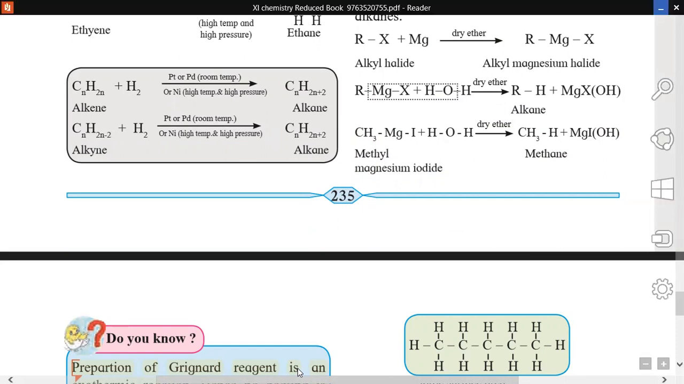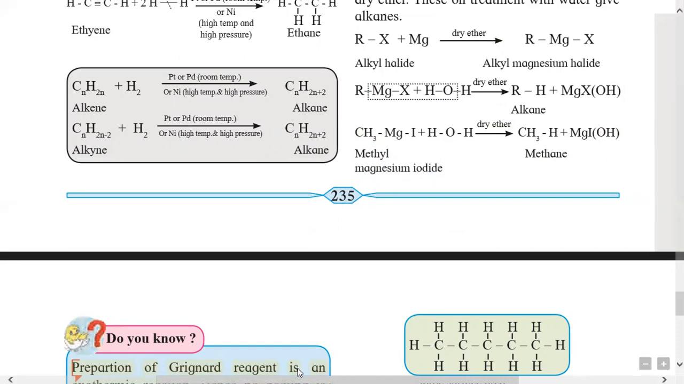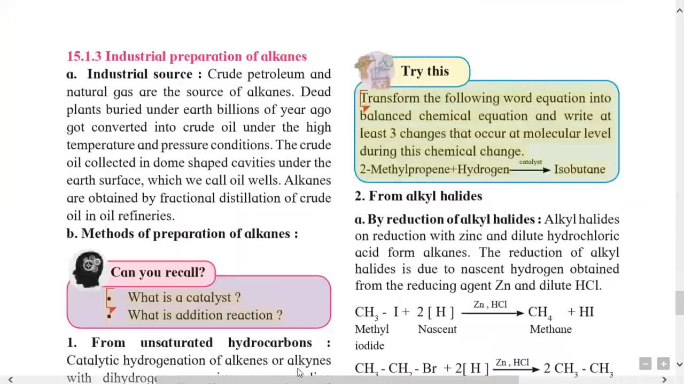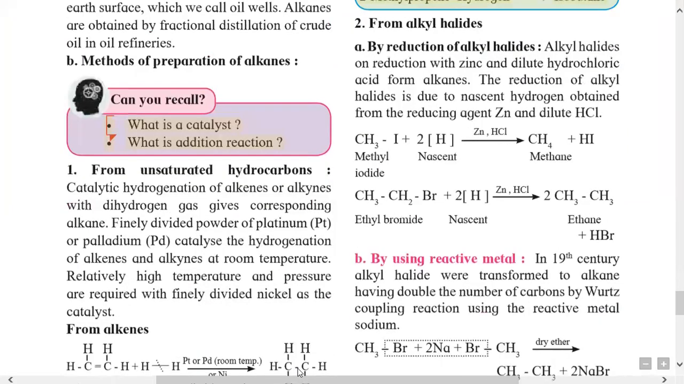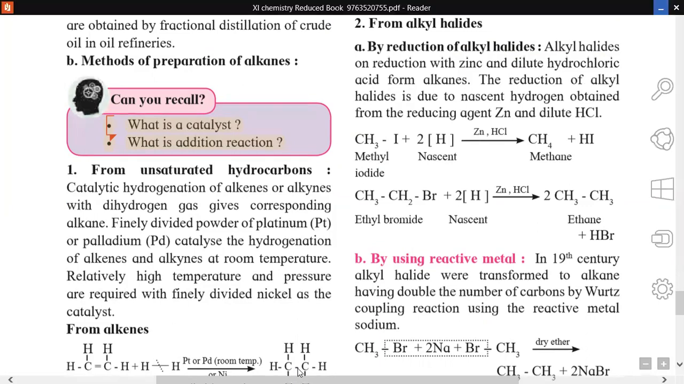And that is about the study of preparation methods of alkane. We have studied first the industrial preparation of alkane, then laboratory preparation methods of alkane using unsaturated hydrocarbon and using alkyl halide. Thank you.